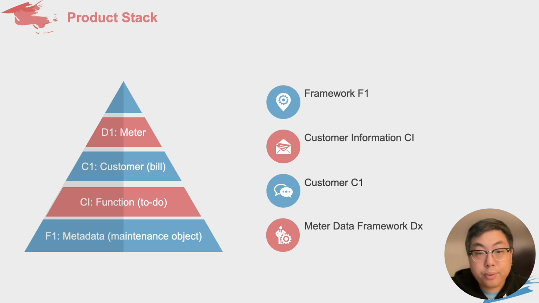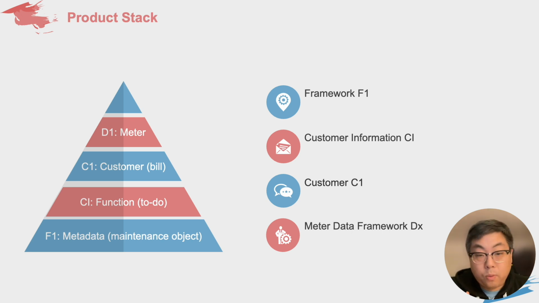Let's have a look at this product stack in C2M. If you have a look at the database of C2M, you will see the naming convention, the prefix of the tables. So we start from the bottom layer, which is the most fundamental layer, to the top. The first layer is F1 tables. You'll see the table start with F1 underscore. So these are the framework tables. That would include things like maintenance objects, business objects, or even a fact table.